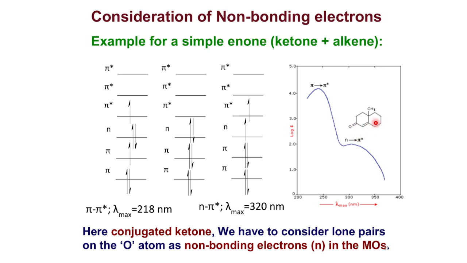But in the case of C double bond C, first of all there is no lone pair on any carbon, so there is only the possibility of getting pi to pi star. And here the pi to pi star transition has a little less chance to show in UV because n to pi star is much more prominent.